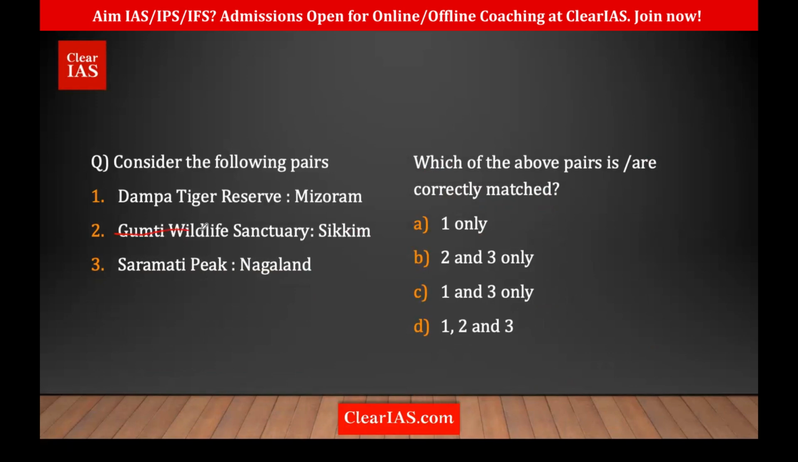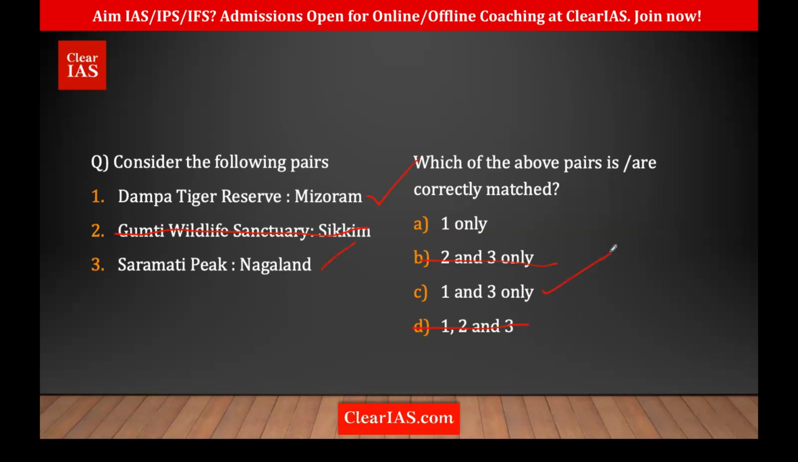So we are directly eliminating it, Sikkim is wrong. 2 goes. There are 2 options, 1 only and 1 and 3. So we know Dampa is actually correct. And Saramati Peak, when we spoke about the Naga Hills, Nagaland, we spoke about Saramati Peak. So this is also right. The answer is C, 1 and 3 only.